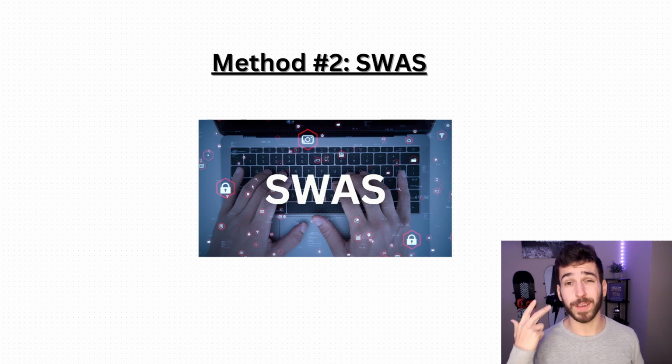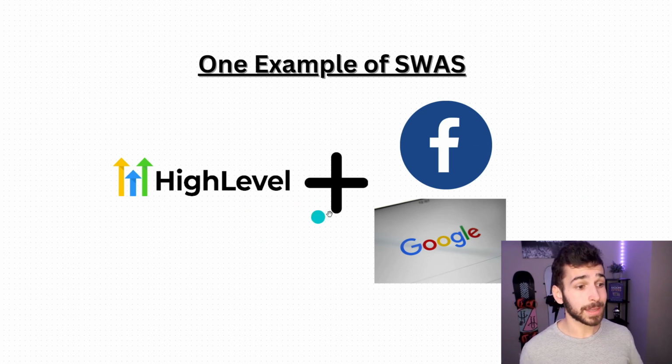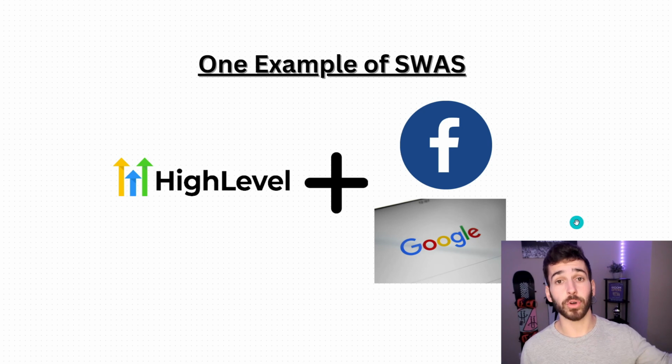You can offer to run Facebook and Google ads. Literally any service you can think of, you can offer it with the software. So one of the most popular examples I've seen of the software with a service would be HighLevel plus Facebook and Google ads on top, which is basically just HighLevel software plus lead generation services.